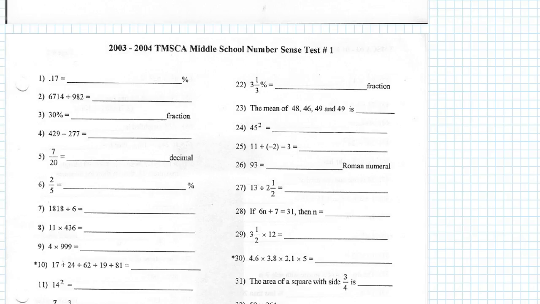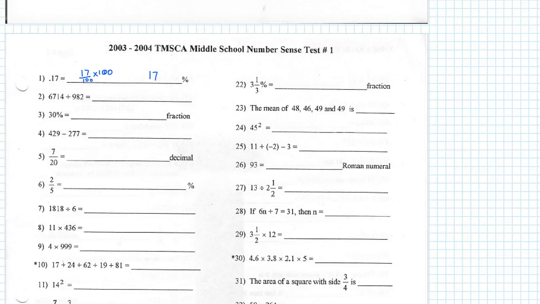Question 1, 0.17 is equal to what percentage? So 0.17 is 17 over 100. So this is 17 over 100, so times 100, so that's basically equal to 17%. So the answer is 17.